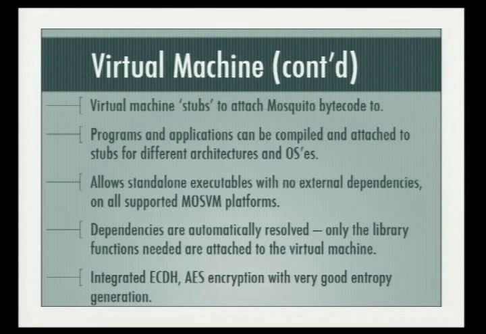The 128K I mentioned is the virtual machine stub. It's the actual binary executable targeted towards the platform. And we can attach bytecode to the stubs. Programs and applications can be compiled and attached to stubs. So if you have stubs for four different platforms, you can in one pass build an executable for every platform you have.